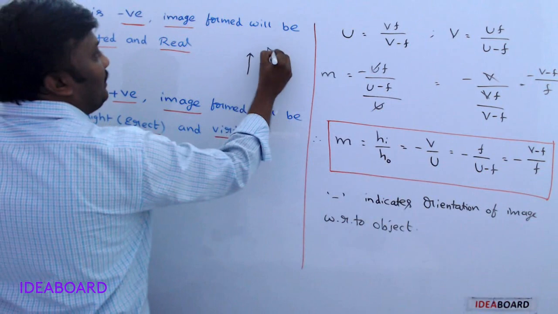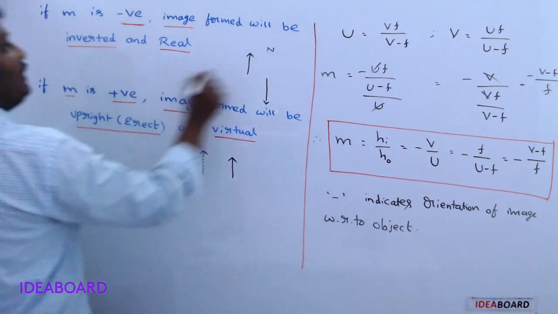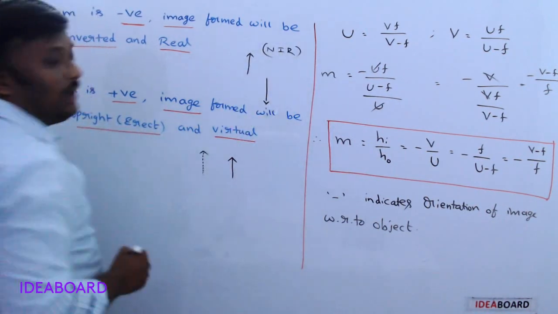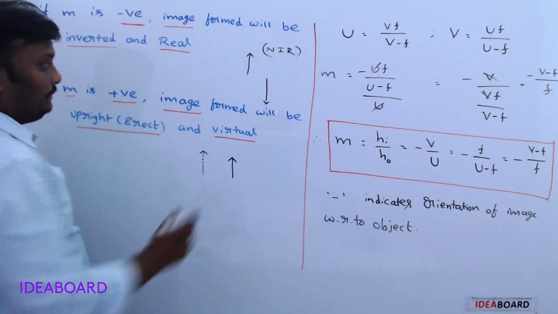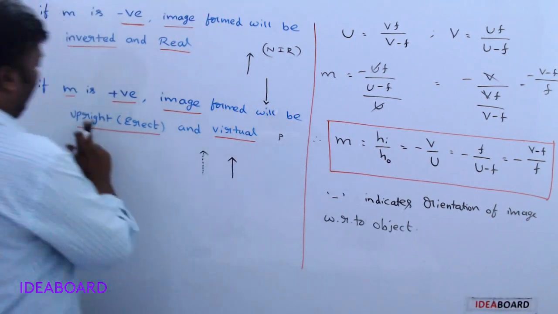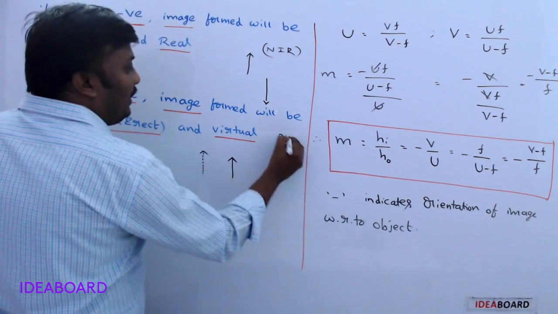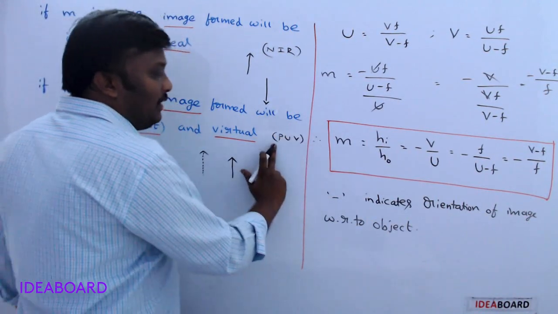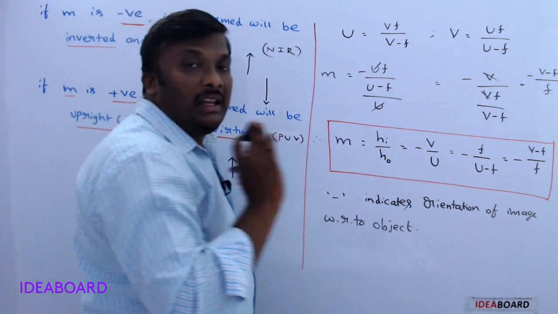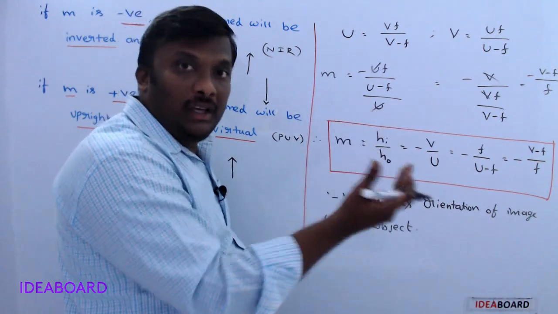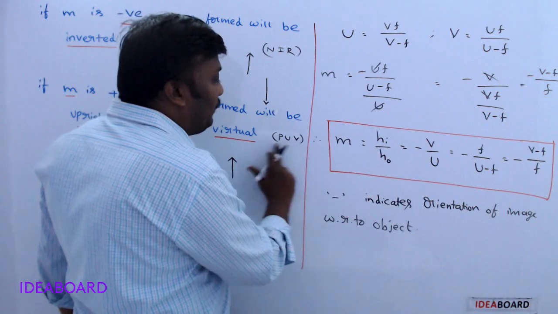Negative: first word is N, inverted I, real R. I remember it as NIR. And for positive: P, upright U, virtual V. In the alphabet, PUV are in order: M N O P Q R S T U V, UV. That's why I'm using PUV.